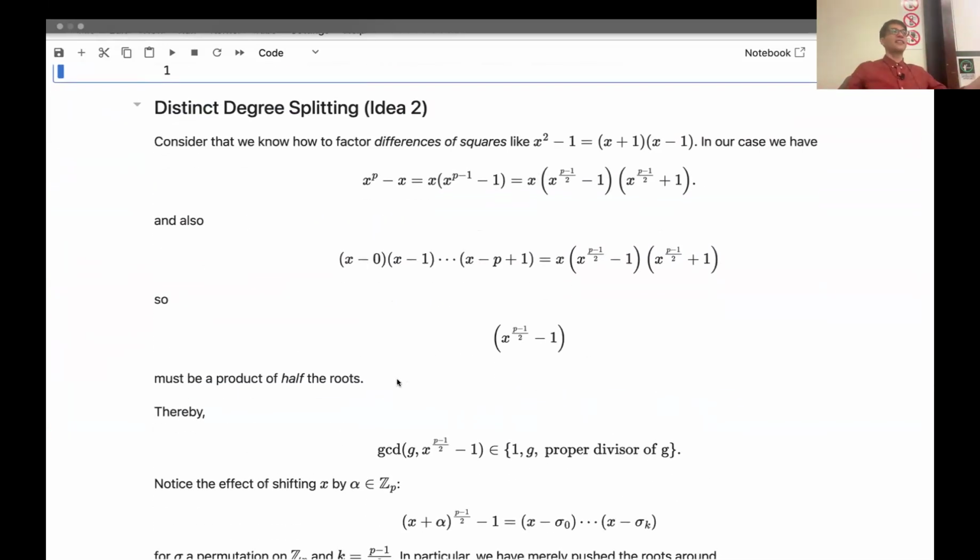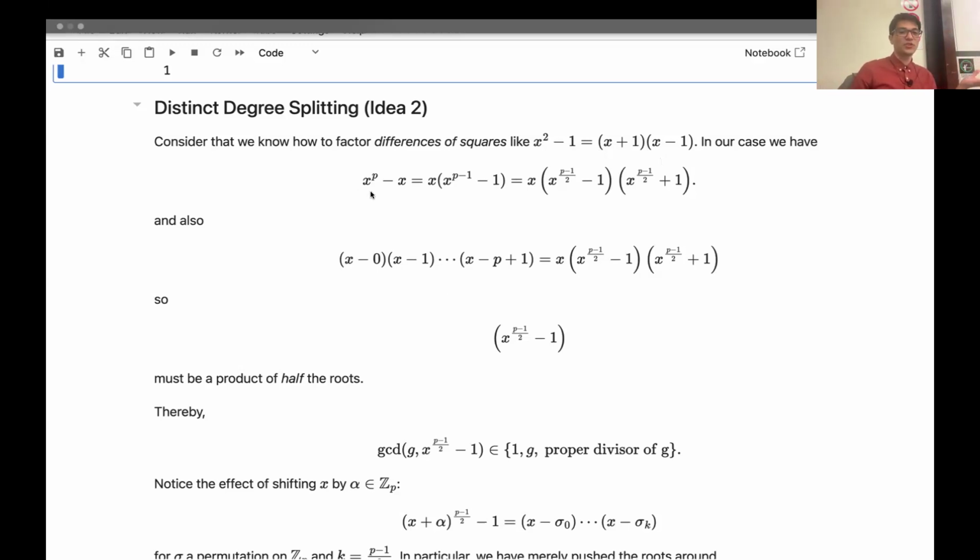Now, how did I say that we were going to do this? The initial idea was to take half of the roots, and then we'll try a GCD and hopefully we get lucky. Well, I don't want to take half the roots. I don't want to have to generate that. I want to do something clever. I want to know exactly what half the roots look like. Well, we do know what half the roots look like because thankfully, differences of squares are super easy to factor. Remember, x^2 - 1 is (x + 1)(x - 1).